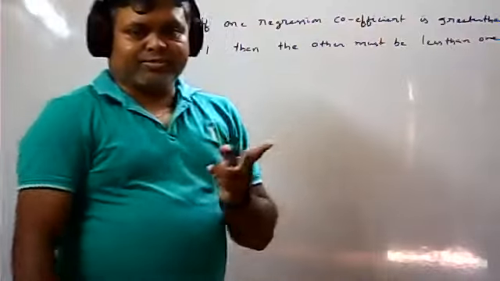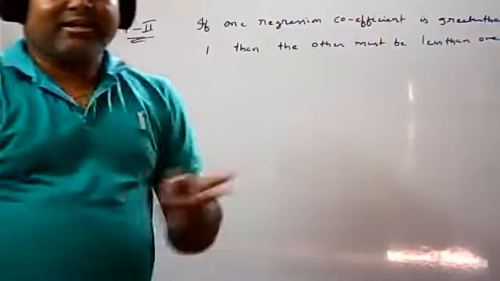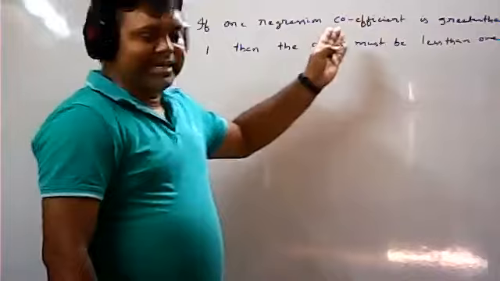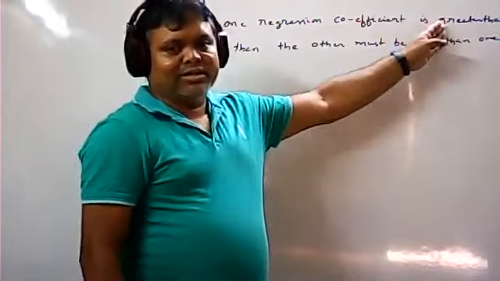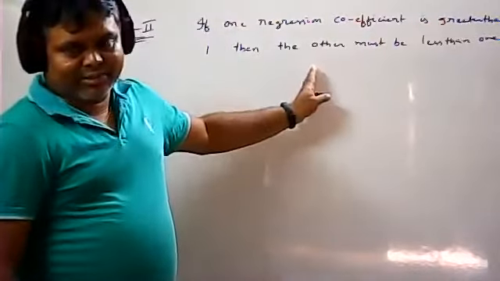You know how many regression coefficients there are? Only 2 regression coefficients are there. So what is property number 2? If you take any one regression coefficient greater than 1, the other regression coefficient must be less than 1. That you have to prove.